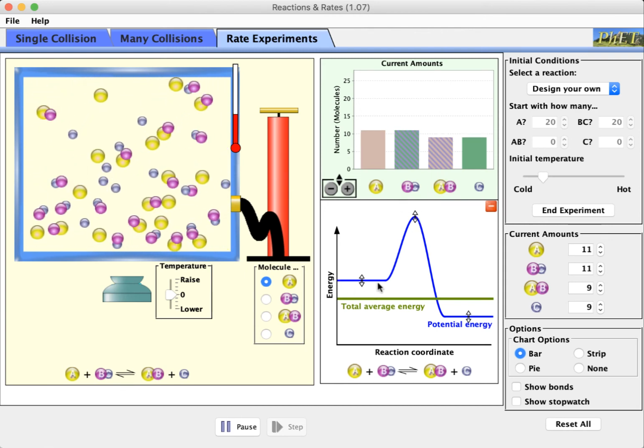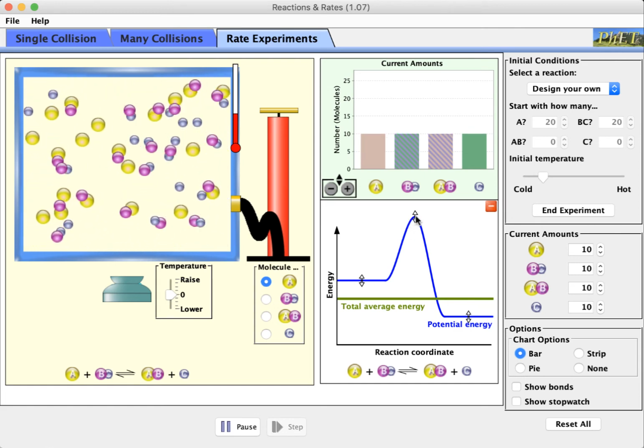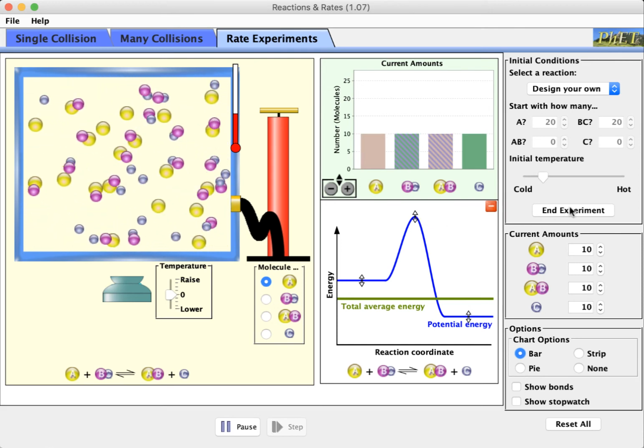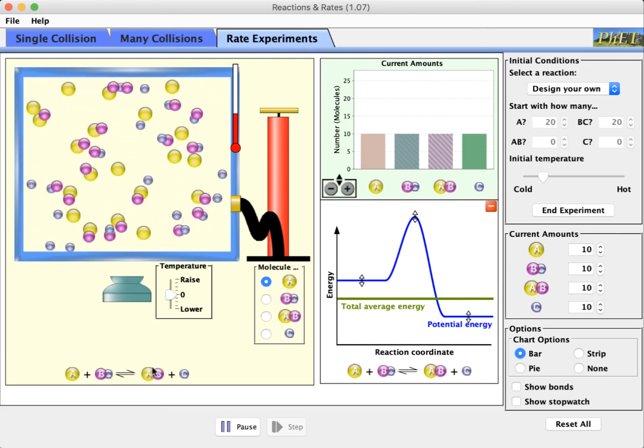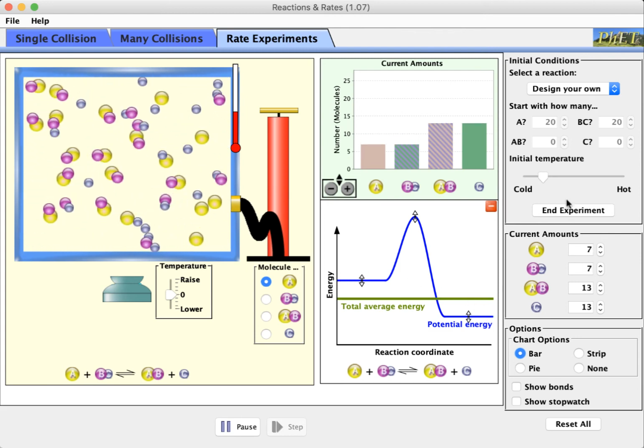Does not change the reaction. I did not change the starting or ending point. All we did was raise the hill, and that is the effect of a chemical inhibitor. But it's the same reaction, same A's and B's and C's, and therefore the same exothermic reaction start to finish.